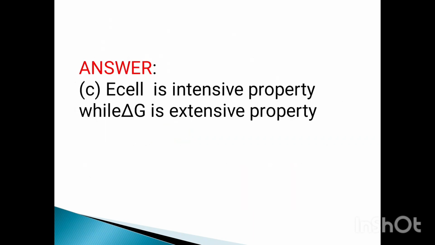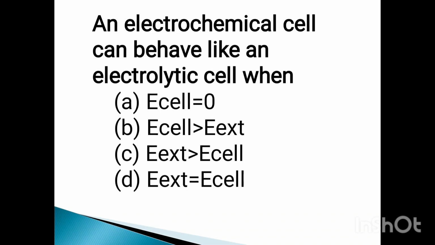Here the option C is the correct answer. E cell is an intensive property while delta G is an extensive property. Intensive property is based on the thermodynamics. Intensive means which is independent of the quantity or mass of the amount of the substance. Extensive means which is dependent on mass of the substance.